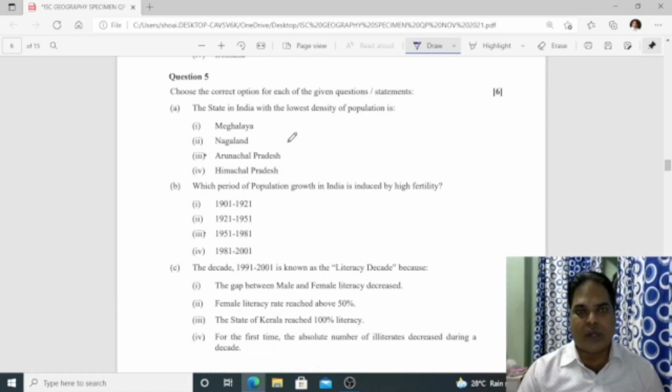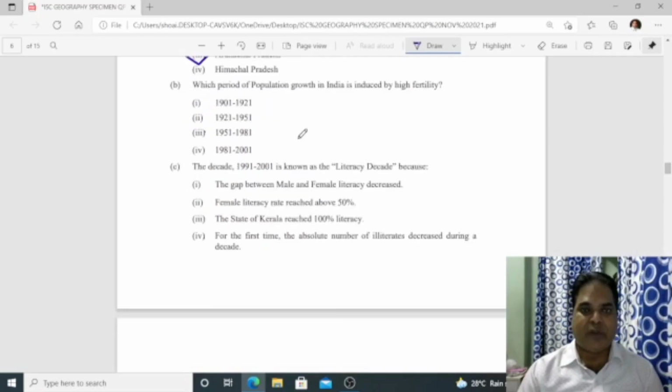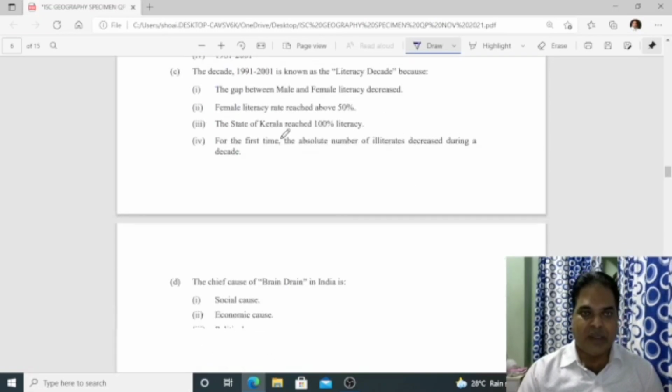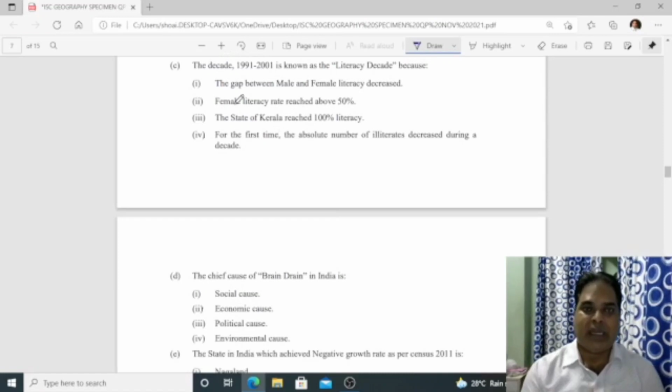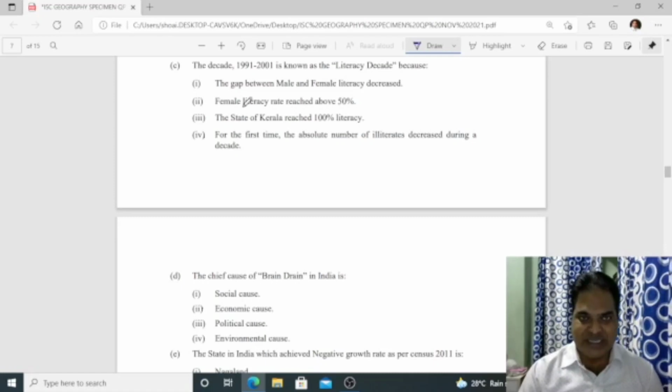5. Choose the correct option for each of the given question statements. The state in India with the lowest density of population is Meghalaya, Nagaland, Arunachal, Himachal. So the correct answer is 3, Arunachal Pradesh. Which period of population growth in India is induced by high fertility? Number 3 is correct, 1951 to 1981.